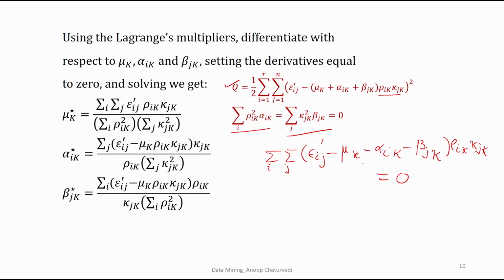So, ultimately we obtain mu k star, which is the value of mu k which minimizes q subject to these restrictions, equal to summation over i summation over j epsilon ij dash into rho ik kappa jk divided by summation over i rho ik square, summation over j kappa jk square. In fact, you get rho ik square and kappa jk square here. One rho ik, one kappa jk is already there, and when we differentiate with respect to mu k, we get one more rho ik and kappa jk. So, we get summation over i rho ik square and summation over j kappa jk square here.